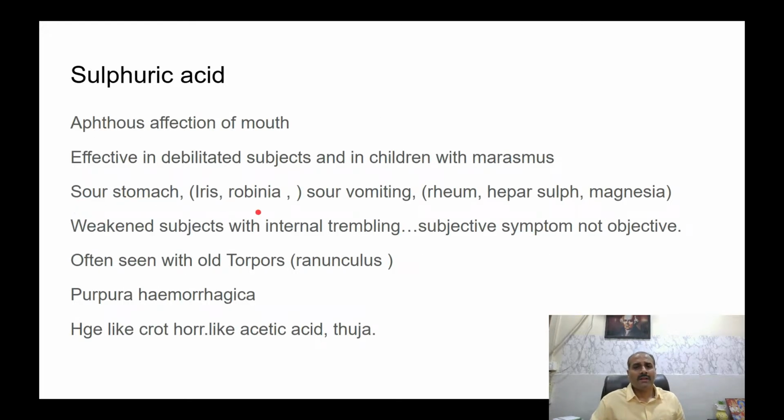So in such cases, you can think of sepia and the trio of urine odor which Dr. Nash mentions. So he finishes nitric acid with just these few points, and next he moves on to sulfuric acid. Again, another remedy which has aphthous affection of the mouth, effective in debilitated subjects and in children with marasmus. Sour stomach, especially remedies like iris, robinia you will find, or sour vomiting. A lot of hyperacidity patients, hyperchlorhydria patients, you will see them mentioning that khatta khatta lag raha hai. This bitter or sour feeling all the time you will see in sulfuric acid, hepar, rheum, magnesia.